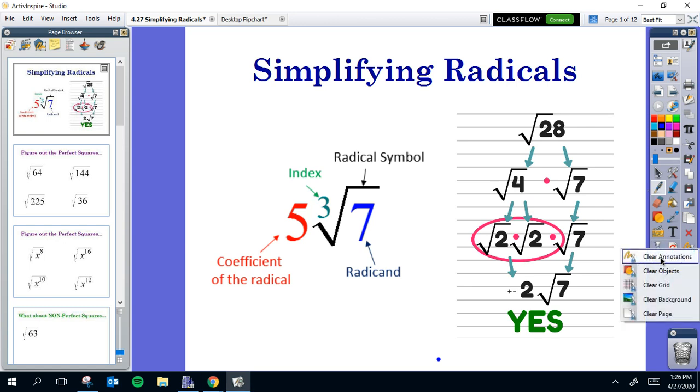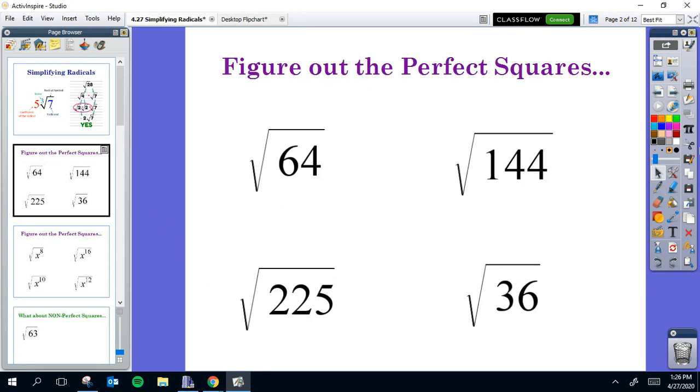Hi, good afternoon, everyone. So today's lesson is called Simplifying Radicals. This requires you to know your times tables pretty well, so make sure that you're equipped with that before we begin. All right, so we're going to begin with a warm-up. I'd like you to find the perfect squares of these four problems. So go ahead and pause the video and do that.